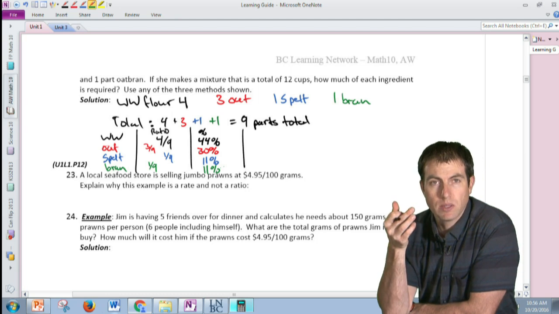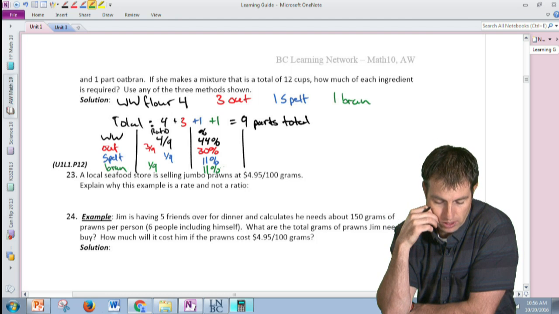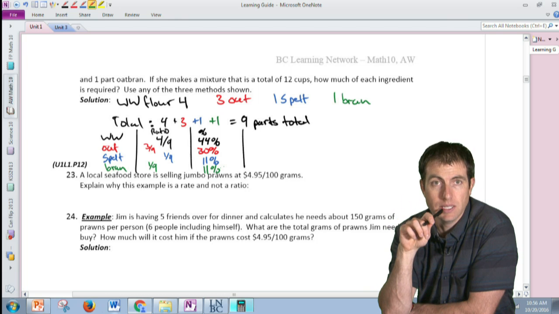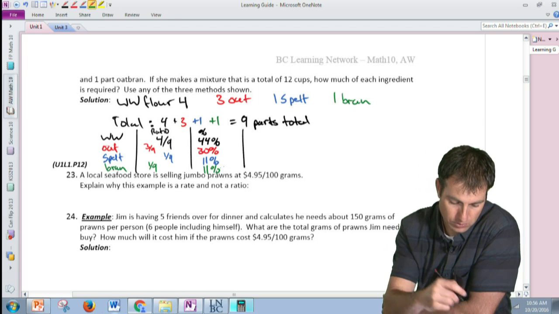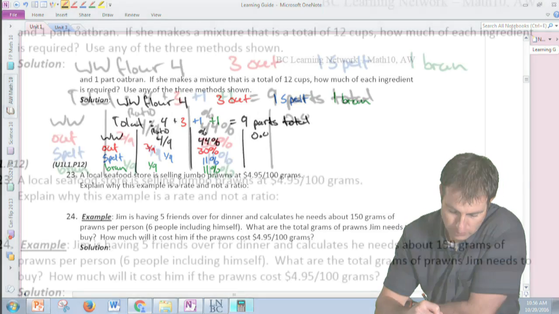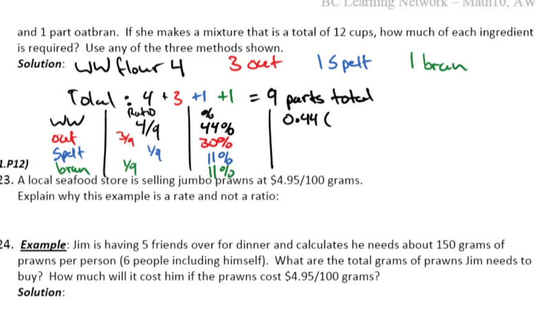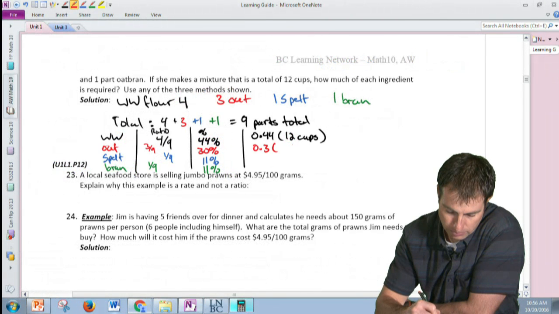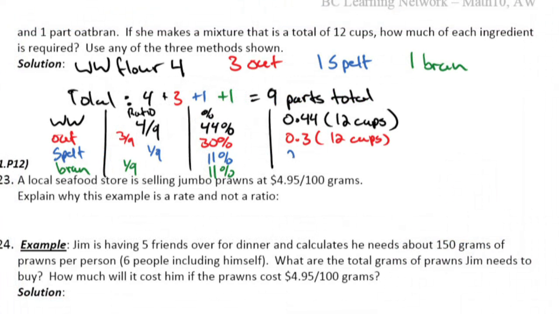It tells us that there's 12 cups in total. We need to figure out that 12 cups, 44% of it is this whole wheat flour. So what we're going to do is the same thing we did before. 0.44 times 12 cups, because that's our total. We're going to go 0.3 times 12 cups. We're going to go 0.11 times 12 cups. And then we're going to go 0.11 times 12 cups.